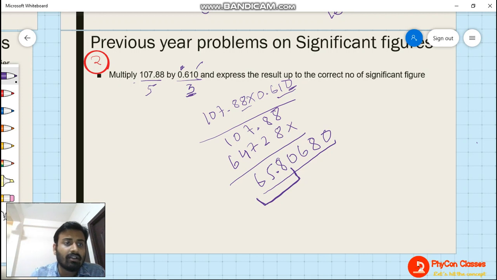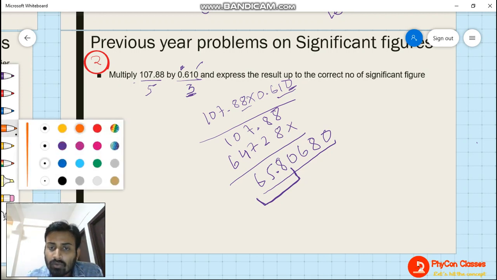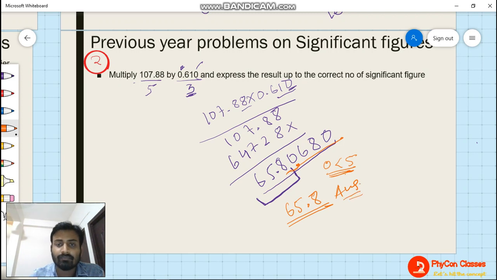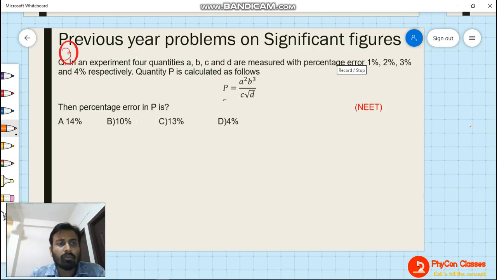Now we have to round it off up to 3 digits. The next digit after 8 is 0, and this 0 is less than 5. That means the digit to be eliminated is less than 5, and hence we need not increase the preceding digit, 8. So the final answer will be 65.8. That is the correct answer. Understand? Okay, coming to the third problem, again on significant figures.